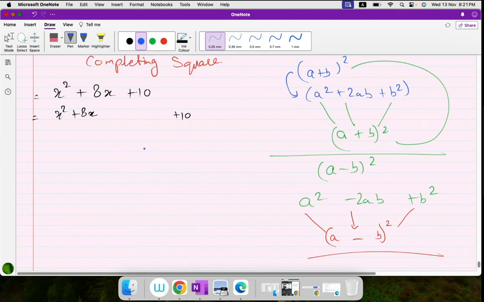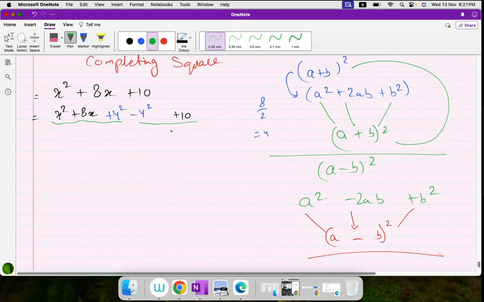The second step is the square of half of the coefficient of x. The coefficient of x in this case is 8. Half of that is 4. So the square of 4 is added and subtracted. Now we close these three and solve the last two.